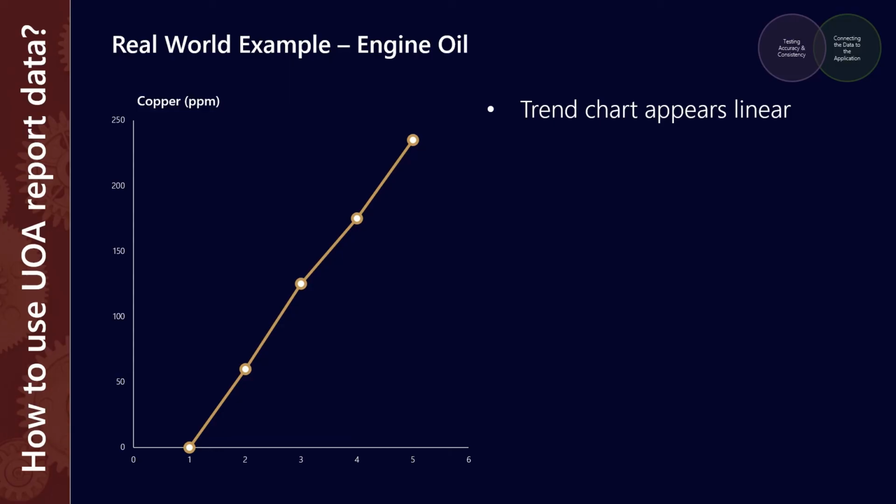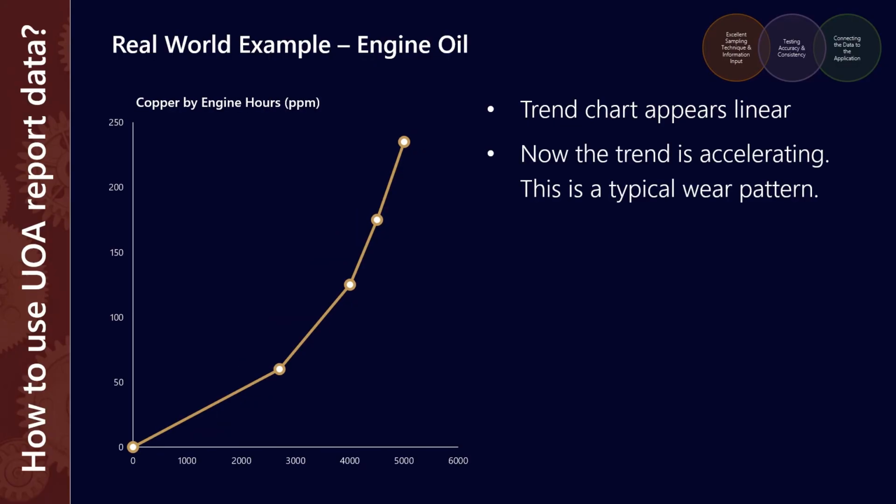So let's try and do some trending, right? Now, this is probably what it would look like on the used oil analysis report, and this trend looks linear, right? So the copper is just increasing in a linear fashion. However, this can be a little bit misleading, because the x-axis is assuming that all of the samples were taken at regular intervals. Now, what if they weren't taken at regular intervals?